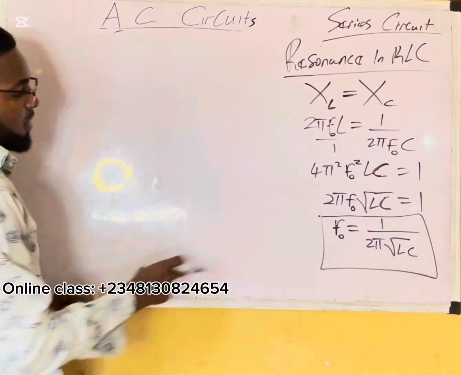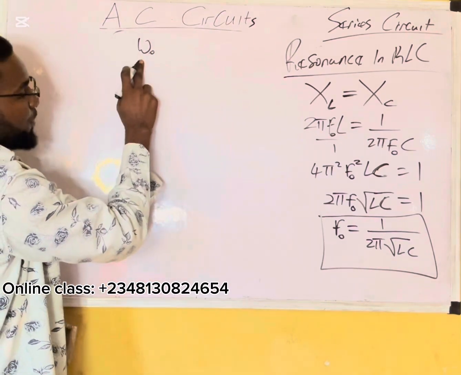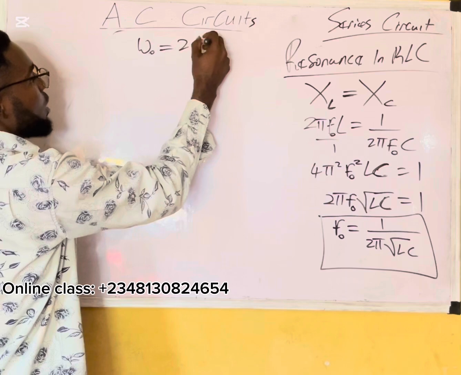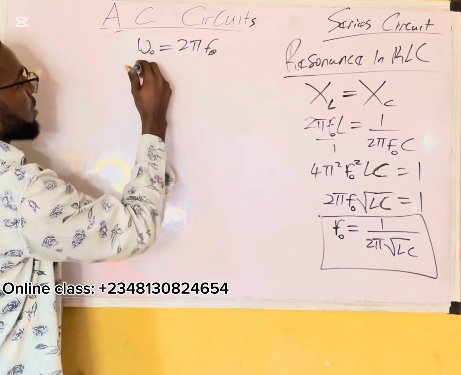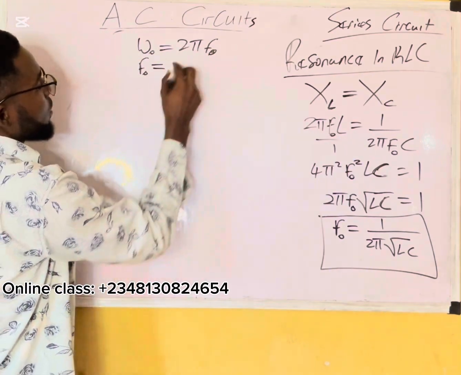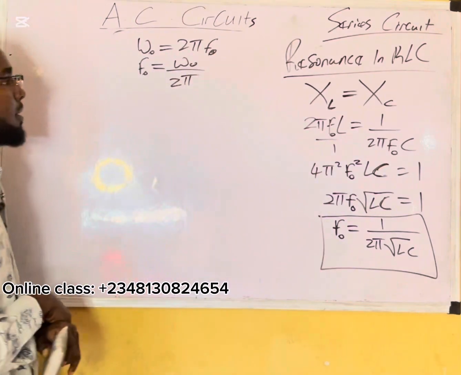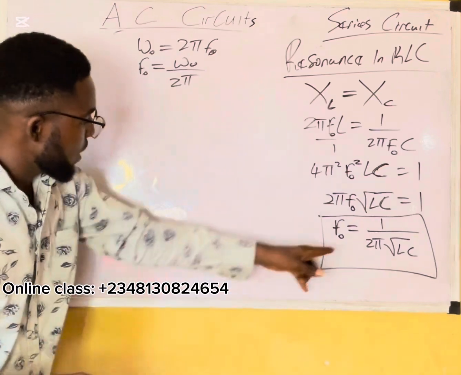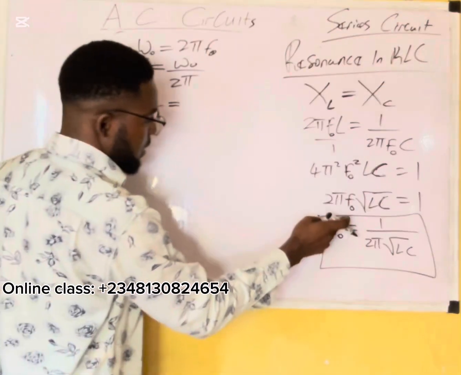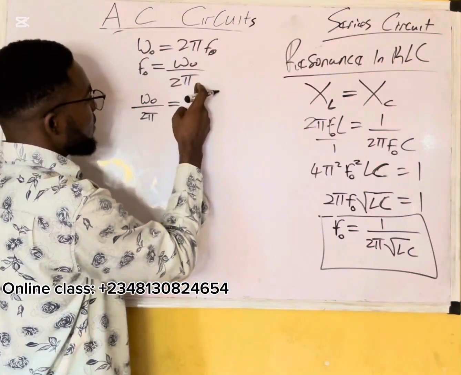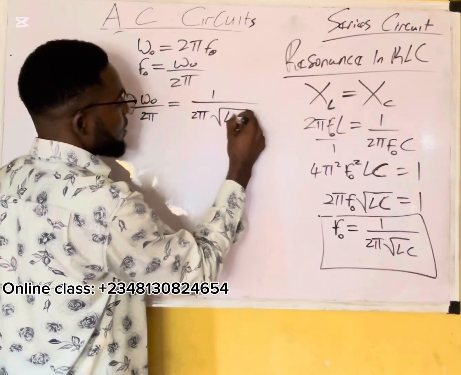Now, the angular velocity, or angular speed, at which we have the resonant frequency is 2 pi F naught. If I make the resonant frequency the subject of the formula, the resonant frequency will be equal to angular speed over 2 pi. So we can also put it that angular speed over 2 pi is equal to the resonant frequency, which is 1 all over 2 pi square root LC.